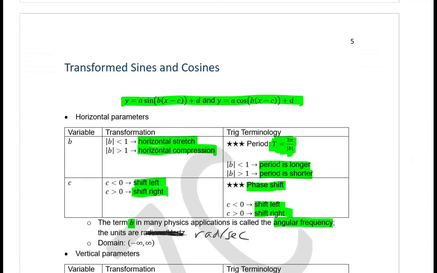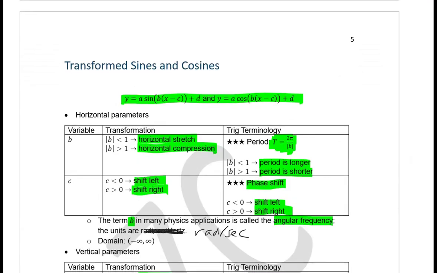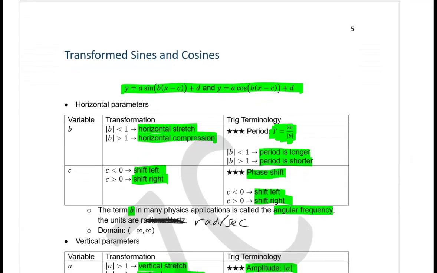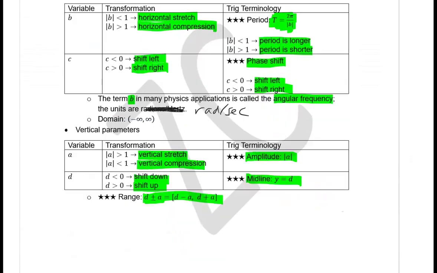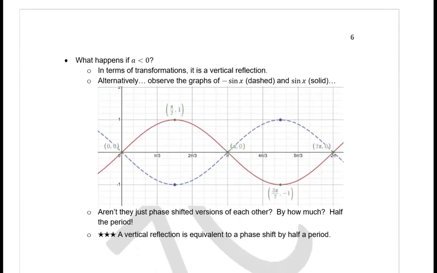What was A again? A had to do with the vertical stretch compress, but remember, in terms of transformations, if A is less than 0, that is a vertical reflection as well. Okay, so that's why I said here, it's a vertical reflection. So that's fine, but we can think of it a little more advanced, actually, because this will help us when we have to model, which will be a separate video.